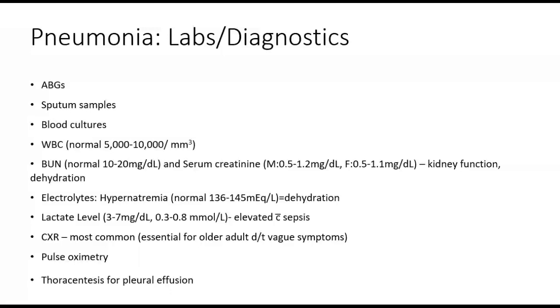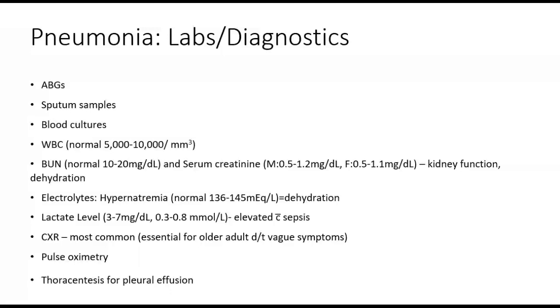BUN and serum creatinine. Those are our 2 labs that are watching kidney function. You should be familiar with the normal values for those 2 labs. Especially BUN gives us information about dehydration also. Electrolytes. Hypernatremia can be seen in the patient with dehydration. Dehydration can be common with the patient with that increased respiratory rate. Can be one of the factors that leads to dehydration in the patient with pneumonia.